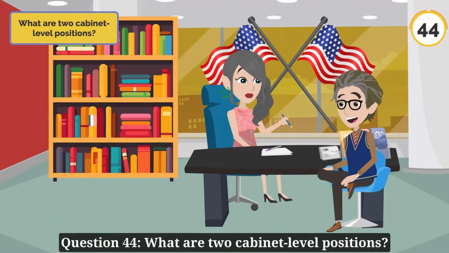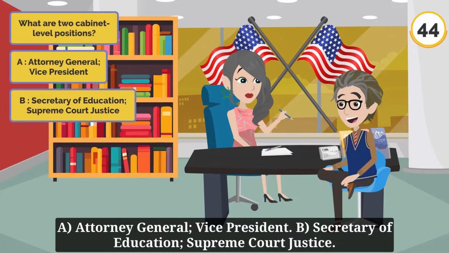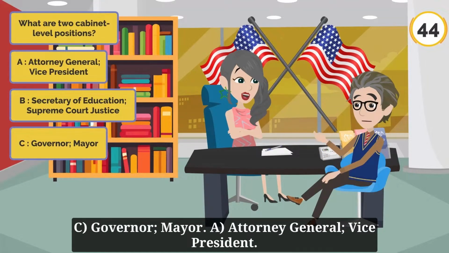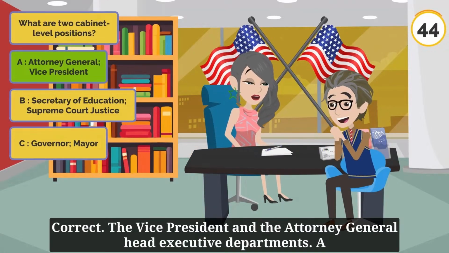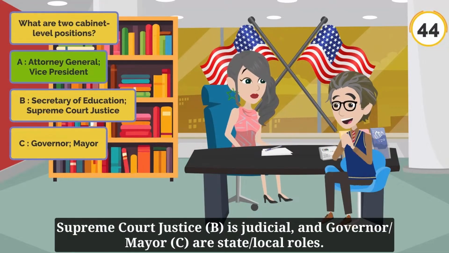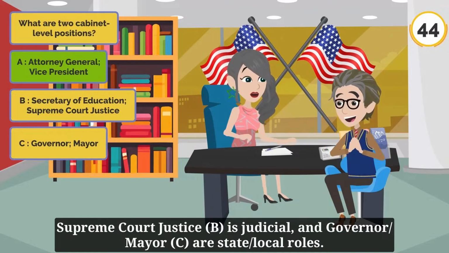Question 44. What are two cabinet-level positions? A. Attorney General, Vice President. B. Secretary of Education, Supreme Court Justice. C. Governor, Mayor. I'll go with A. Attorney General, Vice President. Correct. The Vice President and the Attorney General head executive departments. A Supreme Court Justice, B, is judicial, and Governor, Mayor, C, are state-local roles.